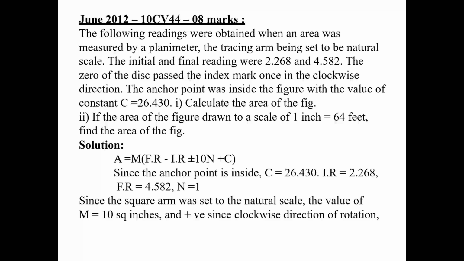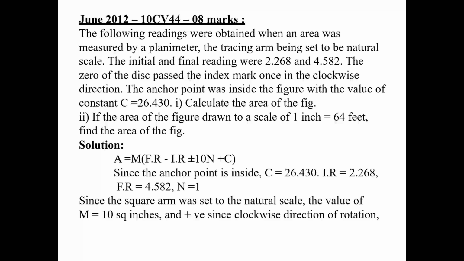The problem is: the following readings were obtained when an area was measured by a planimeter. The tracing arm was set to natural scale. The initial and final readings were 2.268 and 4.582. The zero of the disc passed the index mark once in the clockwise direction. Here once means n equals 1, and the sign is positive because of the clockwise direction.